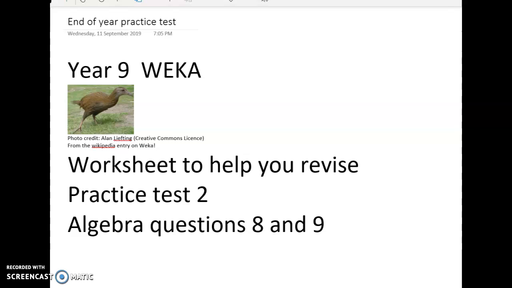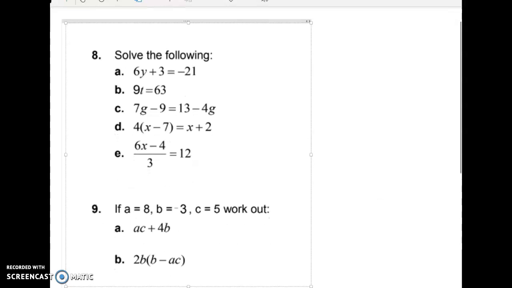Kia ora Year 9 Weka. Here are some practice questions on algebra, still going through the practice test. Actually, it's practice test 2 that I'm doing first up, not practice test 1. Sorry about that. So this time we're going to look at two skills that are really important, which are solving equations and then substituting values into equations.